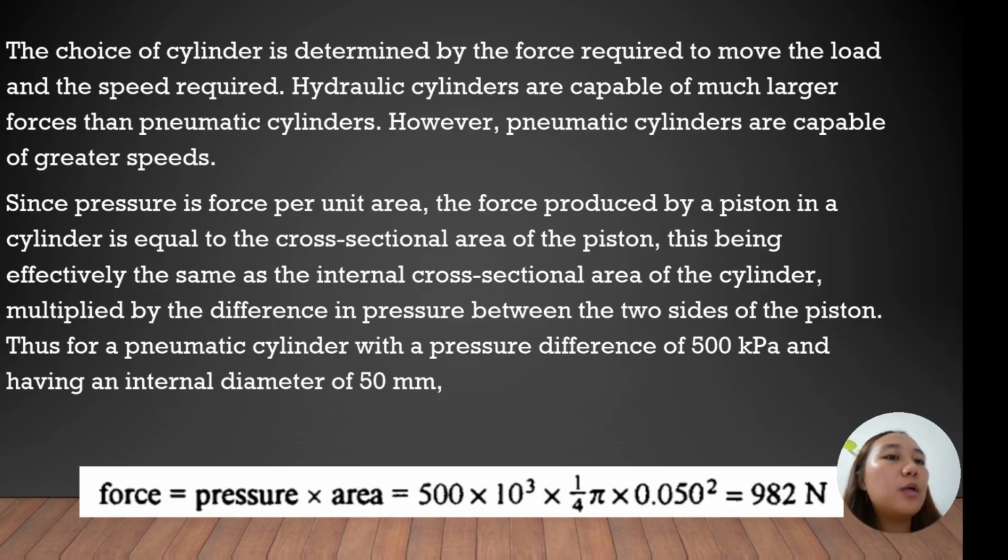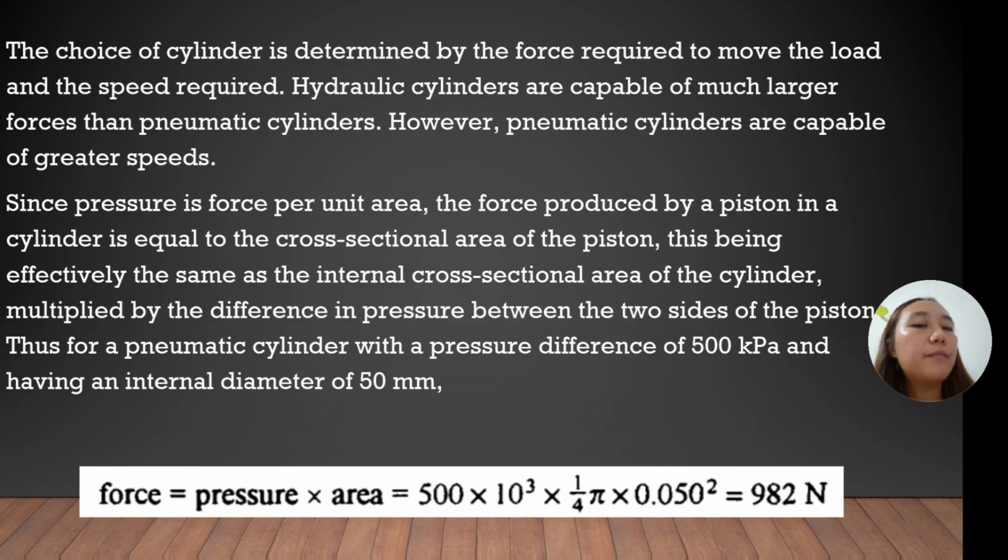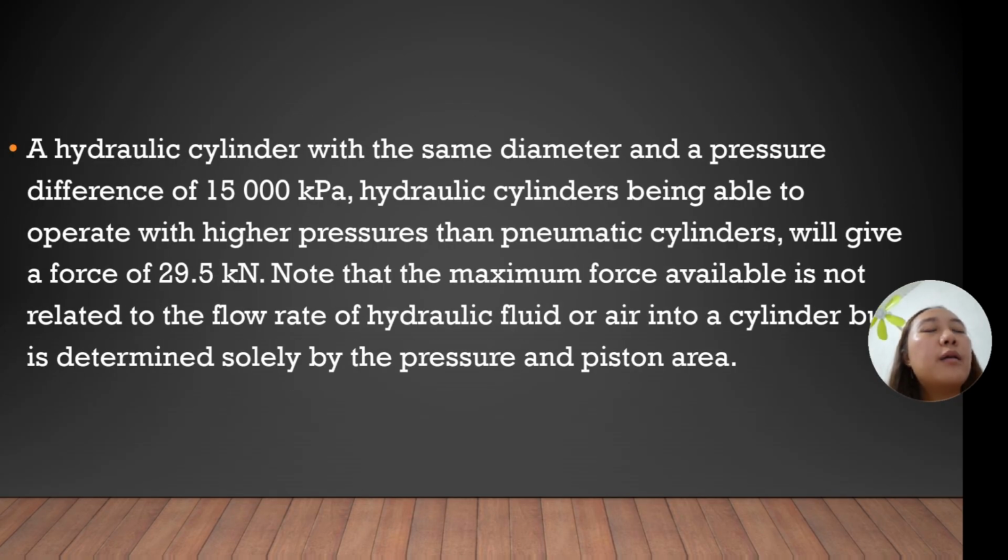Thus, for a pneumatic cylinder with a pressure difference of 500 kPa and having an internal diameter of 50 millimeters, we can use the formula: force equals pressure multiplied by area, which is 500 × 10^3 × 1/4 π × 0.050² = 982 N. A hydraulic cylinder with the same diameter and a pressure difference of 15,000 kPa, hydraulic cylinders being able to operate with higher pressures than pneumatic cylinders, will give a force of 29.5 kN.